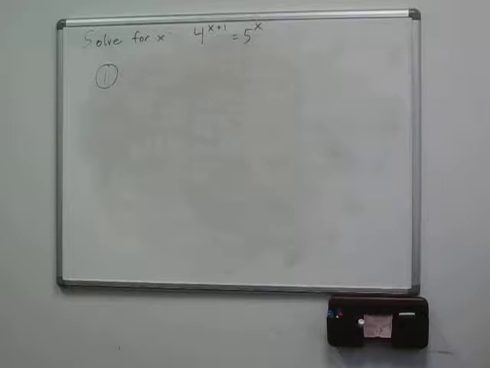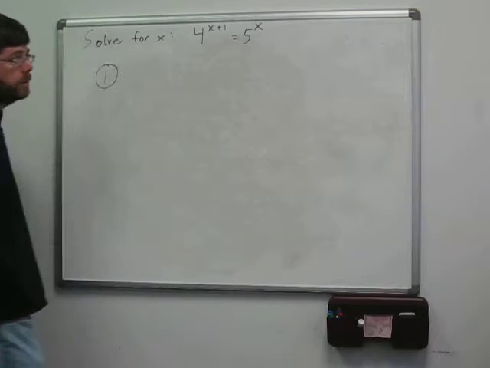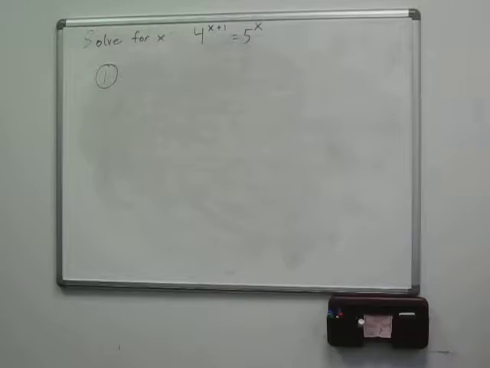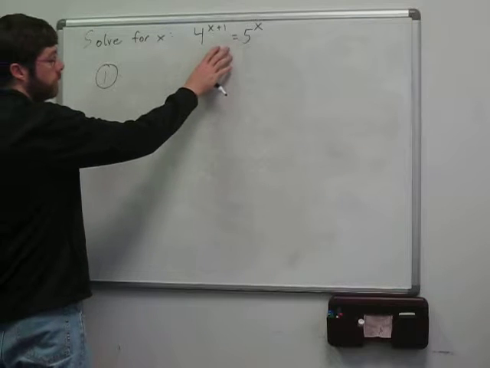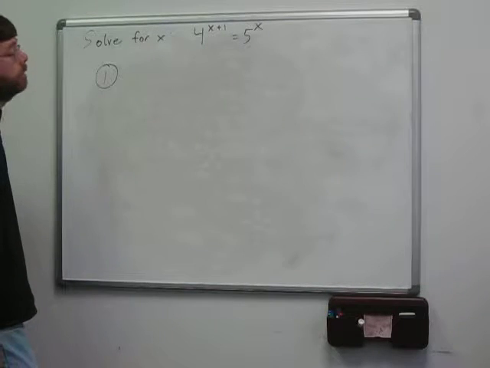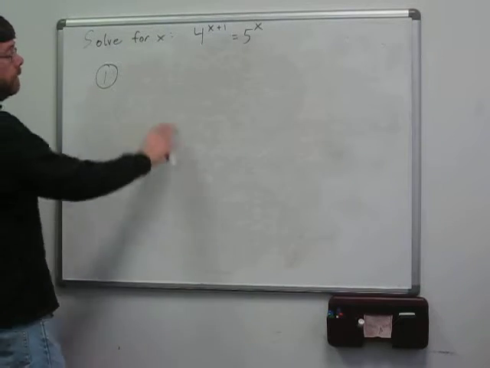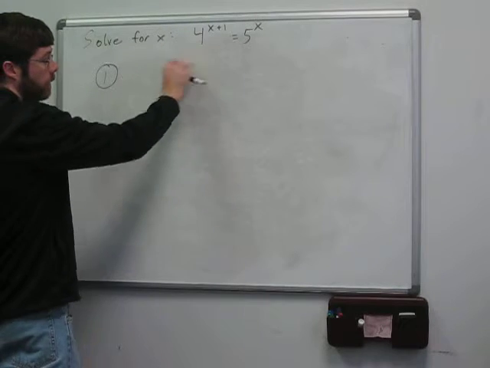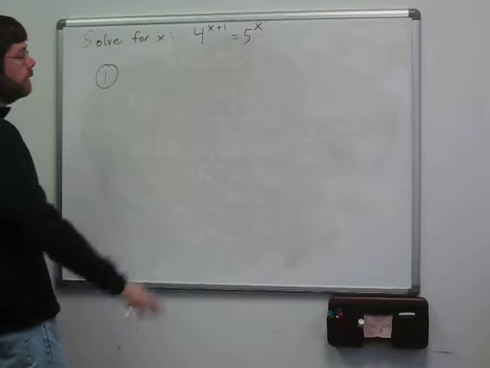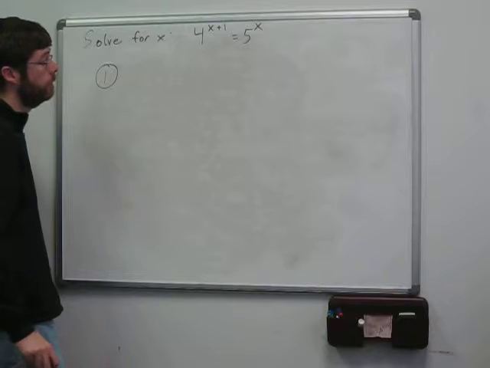In this video, we want to solve the exponential equation 4 to the x plus 1 is equal to 5 to the x. Let's use some methods that we've already looked at in previous videos. One of those methods was to rewrite this in logarithmic form. I can probably choose log base 4 or log base 5. Let's go ahead and use log base 4.